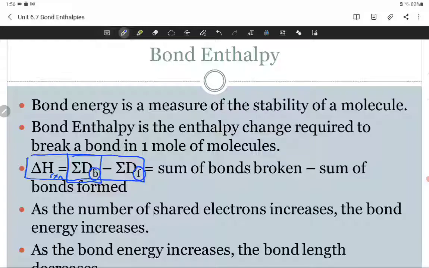Let me erase all these things because they're getting a little busy here. So there's really a positive there. And then there is a negative for all the bonds formed. So anytime a bond is formed, energy is released. And so then if you sum that, add all those up, then you're going to get the delta H for the reaction.